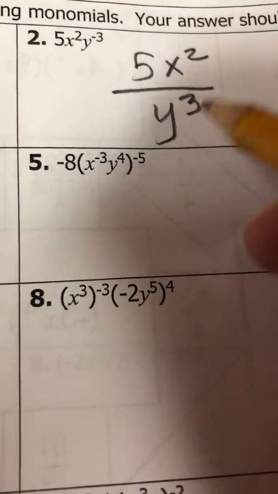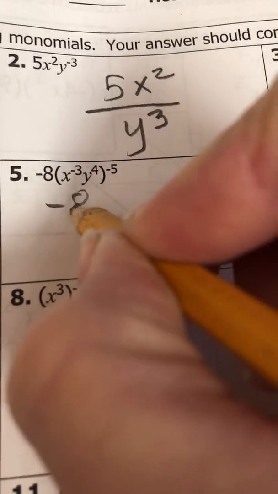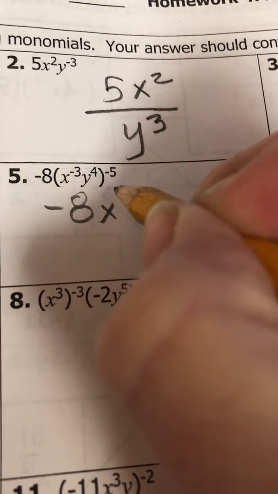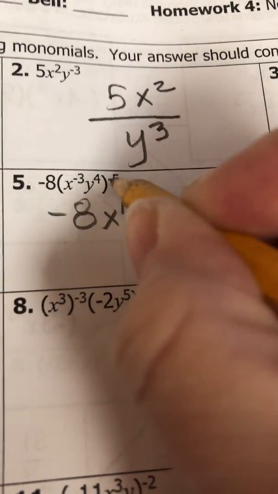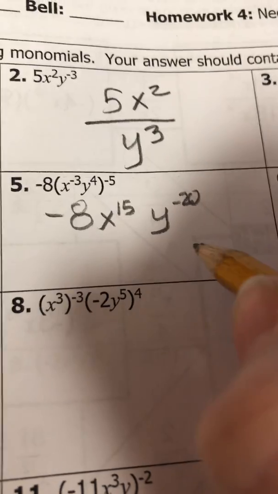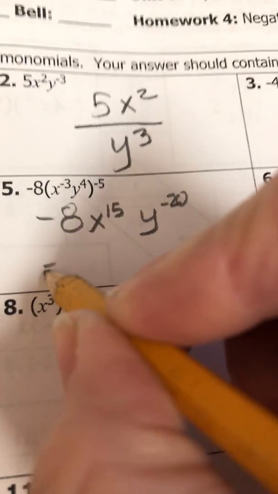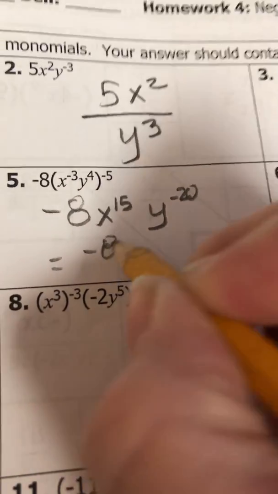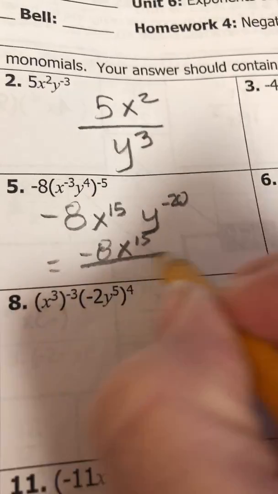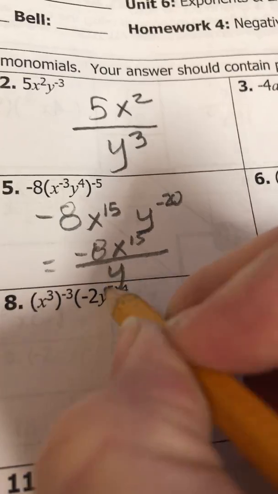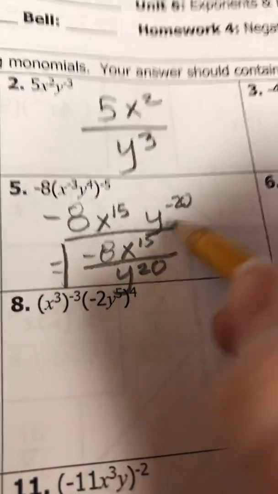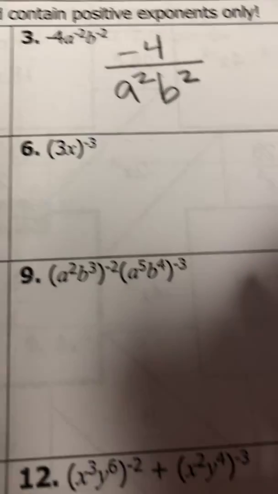Number 5, negative 8. And then I have x, 3 times 5 is 15. I've got negative times negative. And then I have y to the negative 20. And then I could rewrite that equal to negative 8x to the 15th, so keep that upstairs, and then I'm going to bring that negative down here, y to the 20th. I'm going to put that in a box because it's starting to get a little messy here.